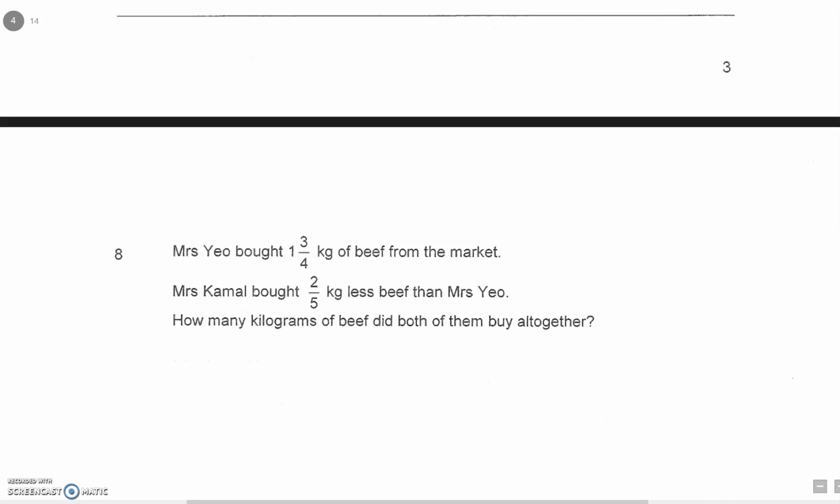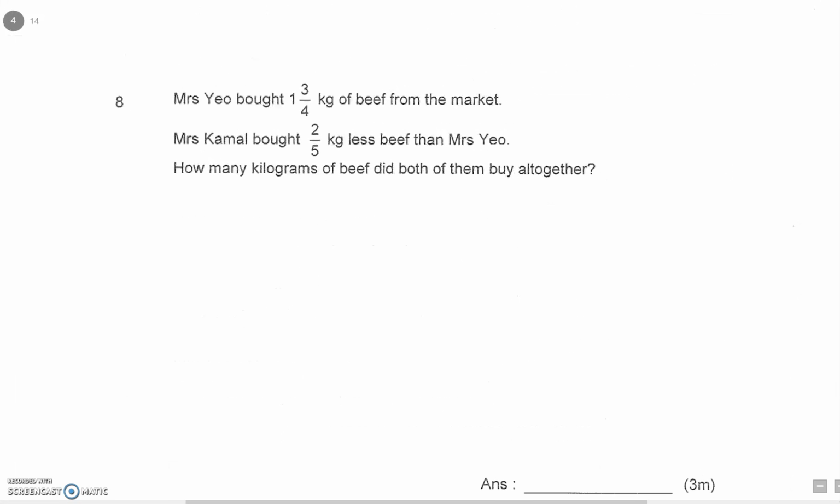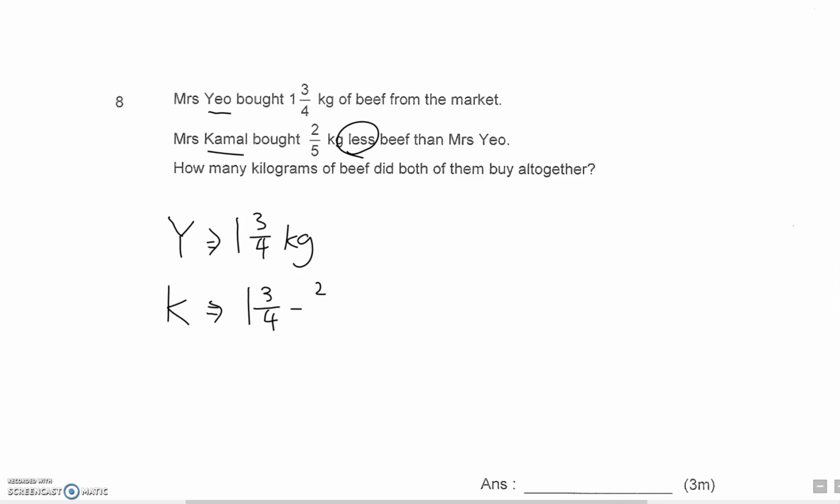Let's go to question 8. You have 2 people, Yo and Kamal. Yo bought 1 whole 3/4 kg of beef. Now, Kamal is someone who bought less. Okay, I can see from here. So what I'm going to do is subtract away from what Yo has. Okay, because it's paper 2, please don't waste your time calculating by common denominator and so on. You will get 1 whole 7 out of 20.